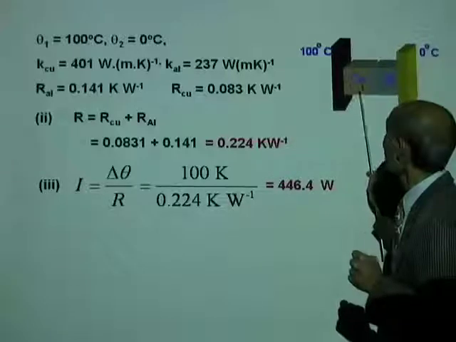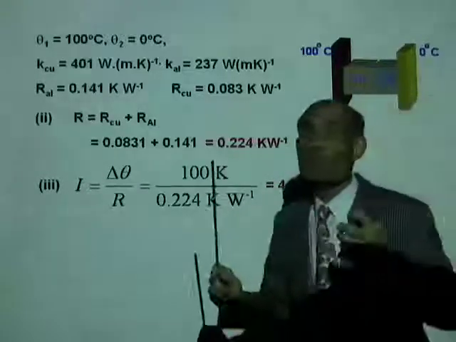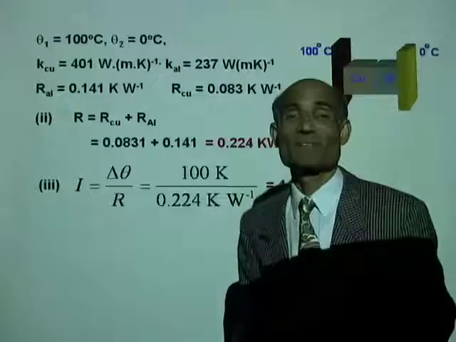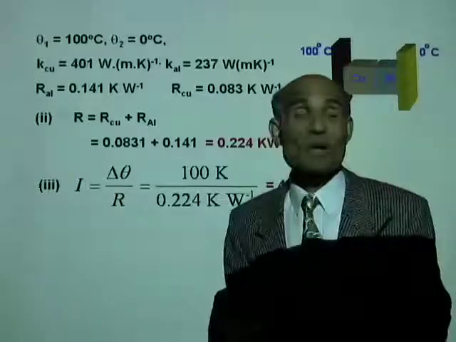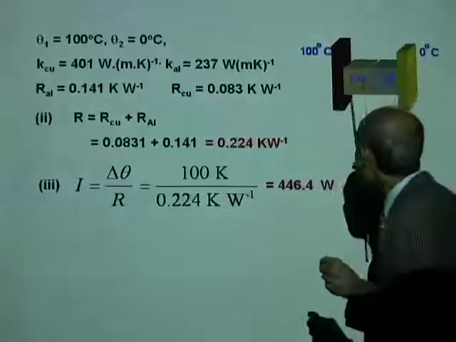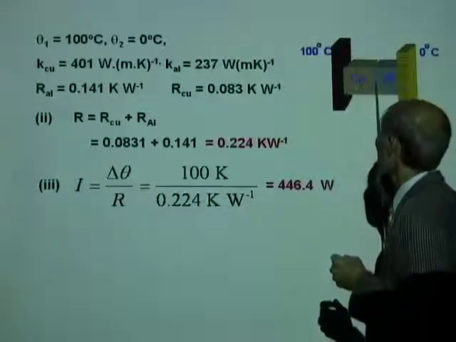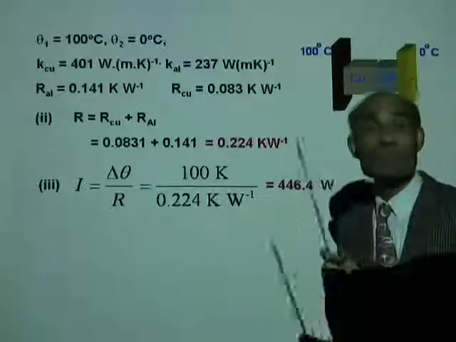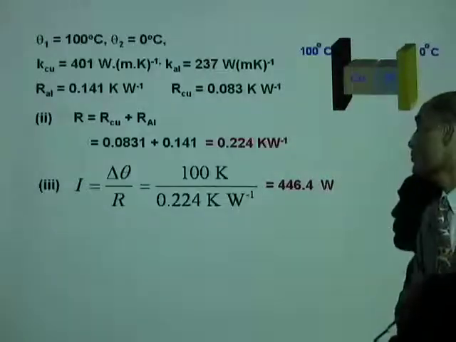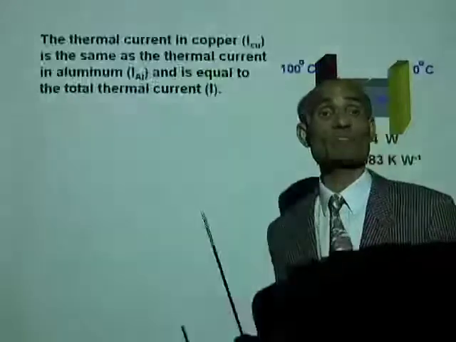Now, will the thermal current be different in copper and aluminum? When heat flows from copper to aluminum, will the flow of current be different? What do you think? Well, the flow of current cannot be different. The rate of flow has to be the same. That means the thermal current in copper and the thermal current in aluminum are the same, namely this 446.4 watt. That is very important in doing the next part of our problem.